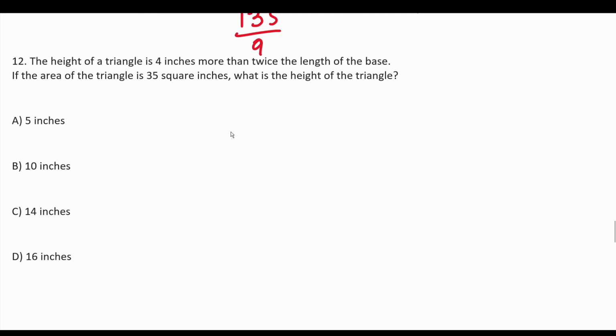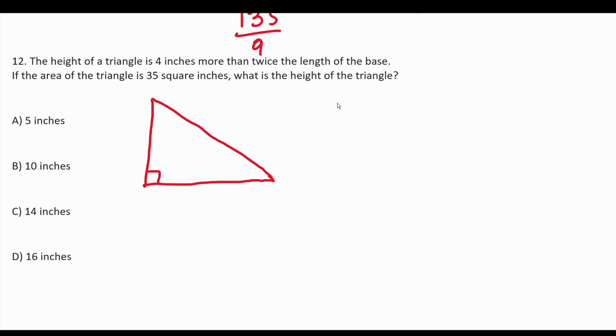All right, number 12 says the height of a triangle is 4 inches more than twice the length of the base. If the area of the triangle is 35 square inches, what is the height of the triangle? So this question doesn't specify what type of triangle we're dealing with. So I'm going to draw a right triangle, which I enjoy working with more often than the other types of triangles. So this is going to be our right angle here.